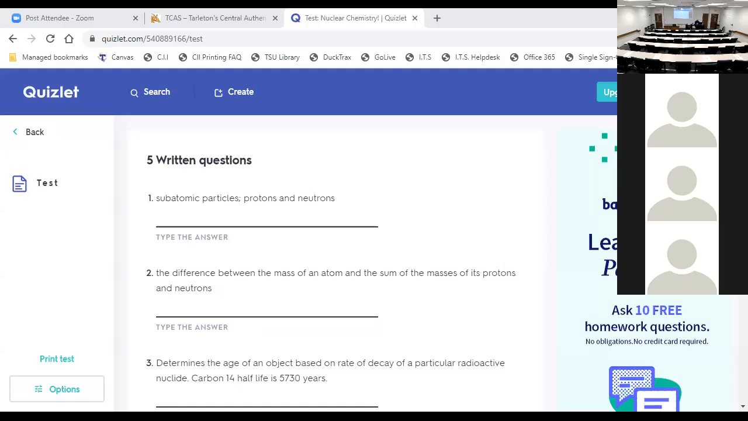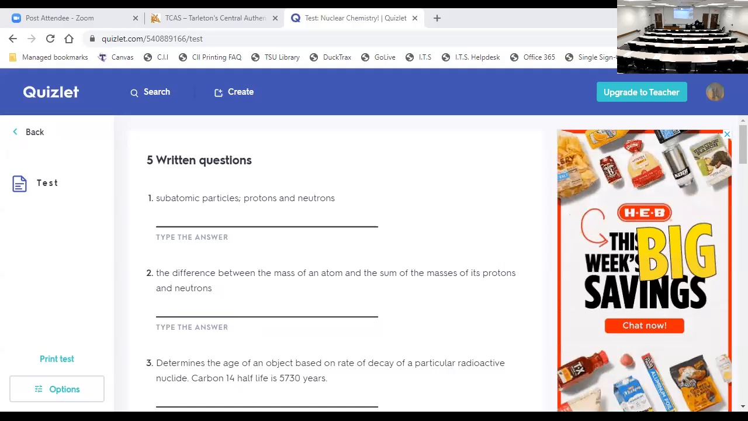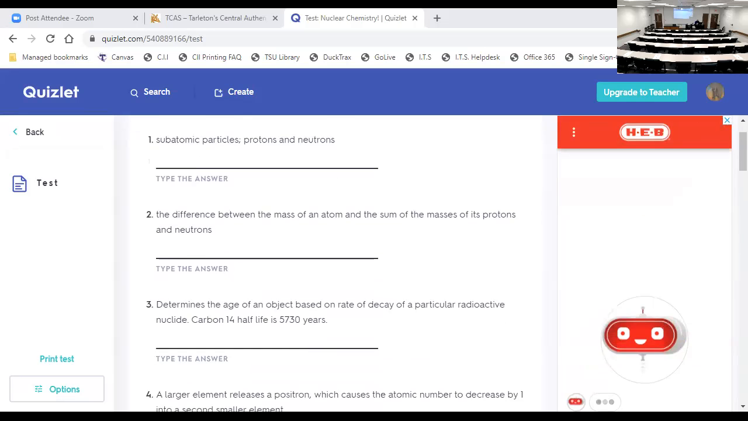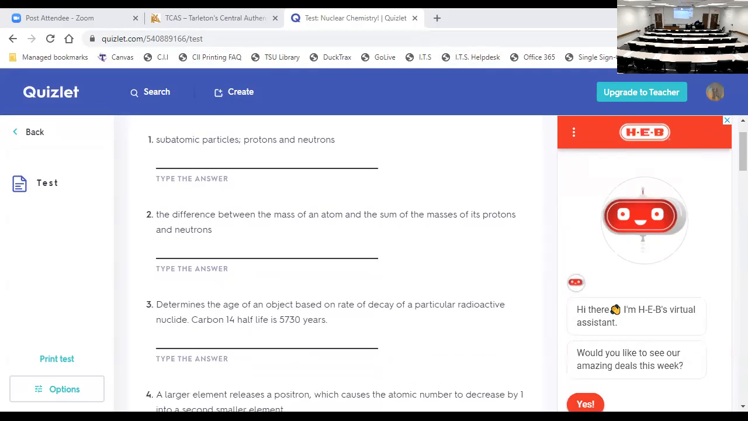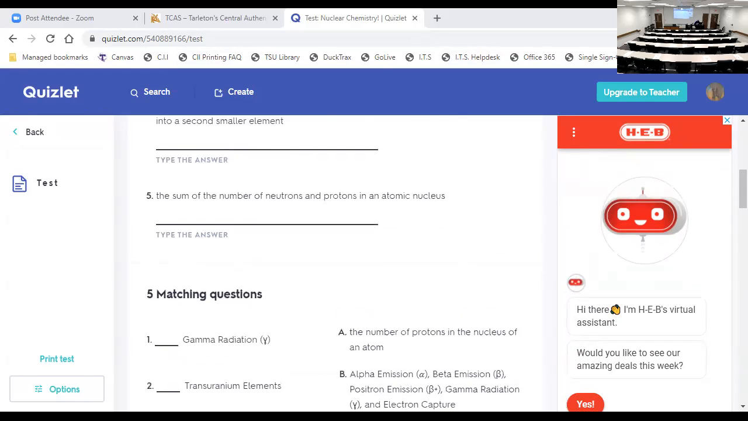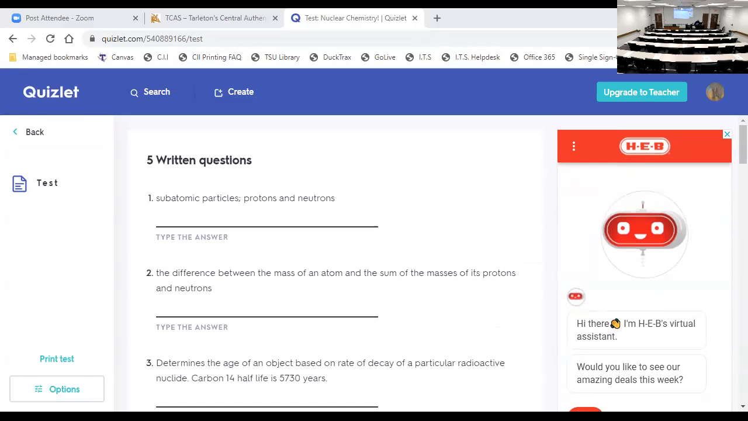I'll go ahead and share the screen, and I made a Quizlet over what we learned earlier today. It was mainly just vocabulary, or it was entirely just vocabulary. So I went ahead and made a Quizlet, and we're going to try out this little test function. If it doesn't work too well, we're just going to do the flashcards and do them that way. But I figured we'd try this out.